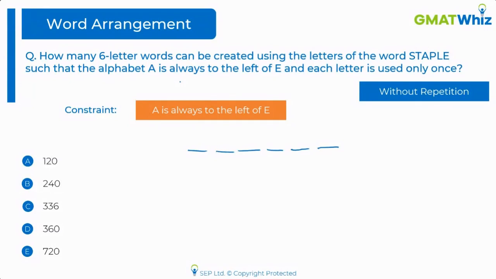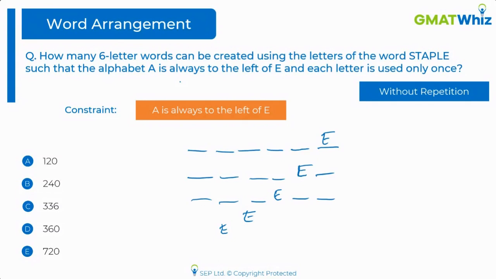So I have to consider multiple places. I can have E here, I can have E here, I can have E in the third place, fourth place there, and I can have E in the second place as well. But I cannot have a case in which E is in the first place, because there has to be a letter before E.